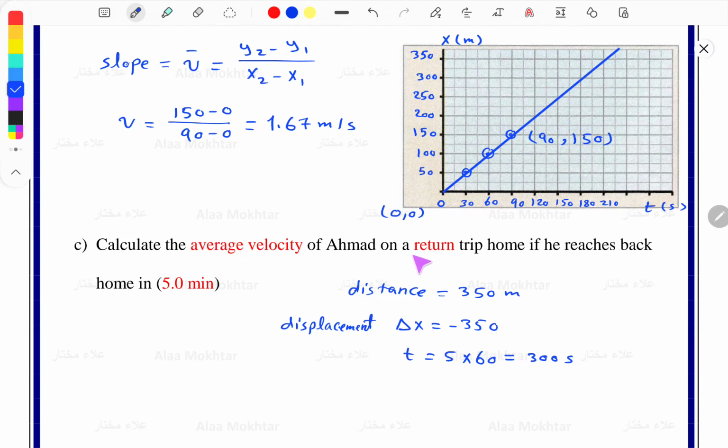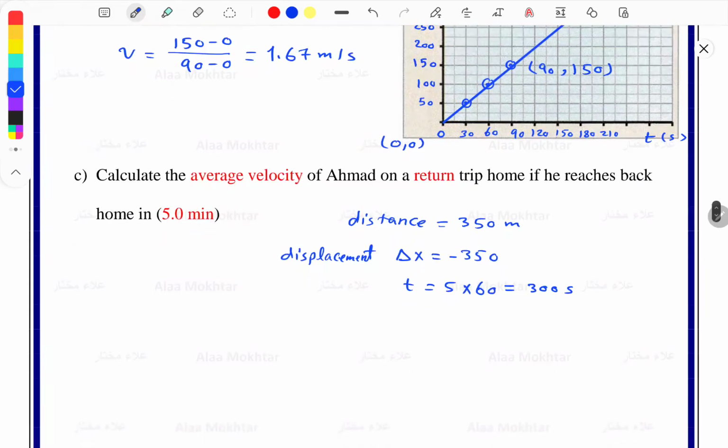So the average velocity when he returns back, V equals delta x over time, will be negative 350 divided by 300. The answer will be negative 1.17 meter per second.